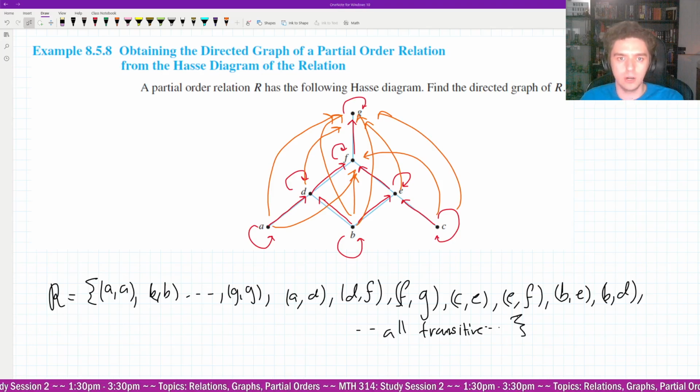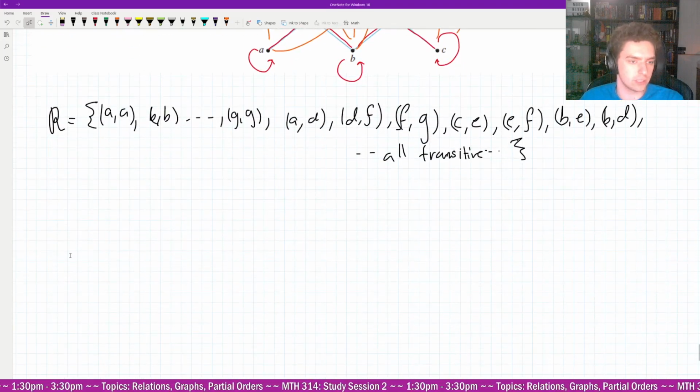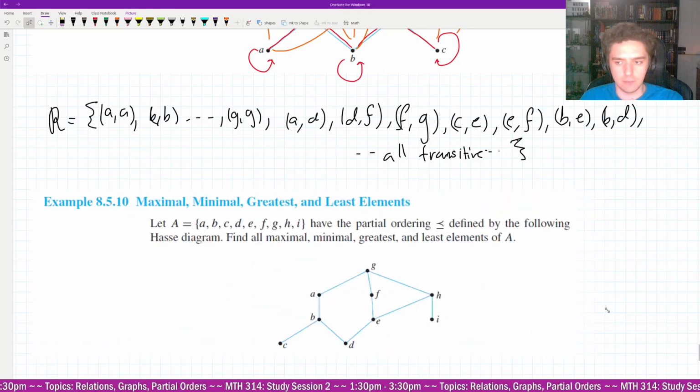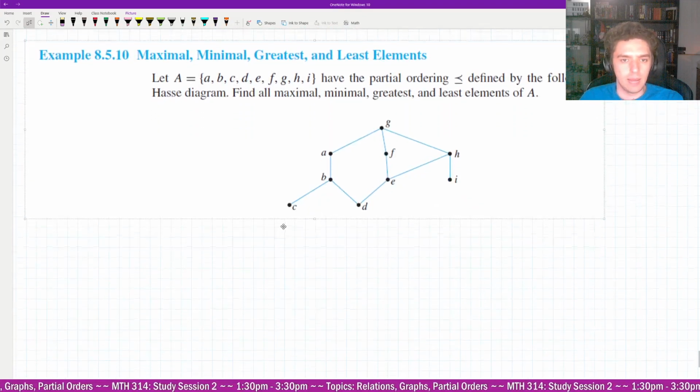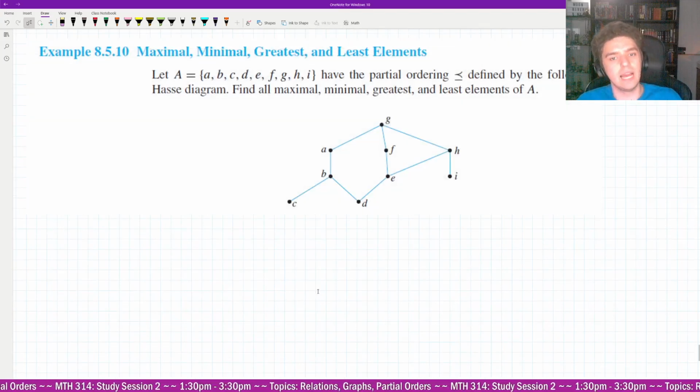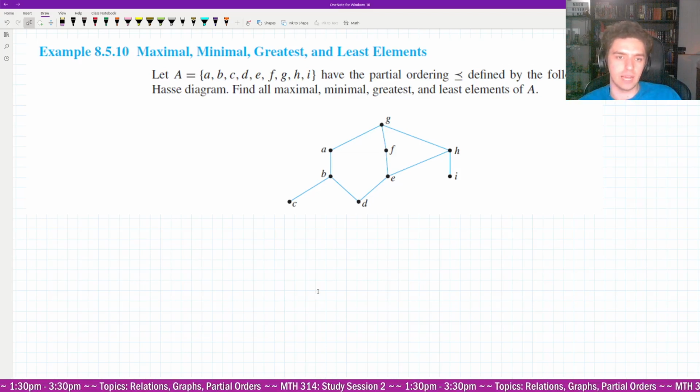I have one more partial order. So I'm going a little fast just because I want to cover a bunch of content, but if anyone wants me to explain anything again, feel free to let me know. Maximal, minimal, greatest, and least elements. So we have a set A, B, C, D, E, F, G, H, I. We have a partial ordering defined by the following Hasse diagram. Find all maximal, minimal, and greatest elements.